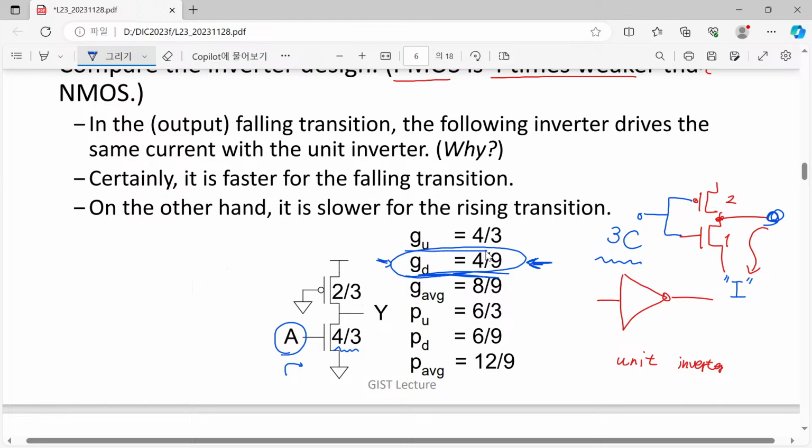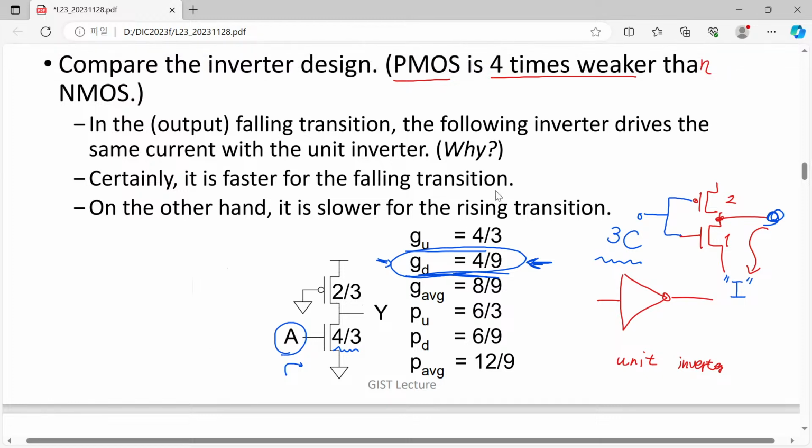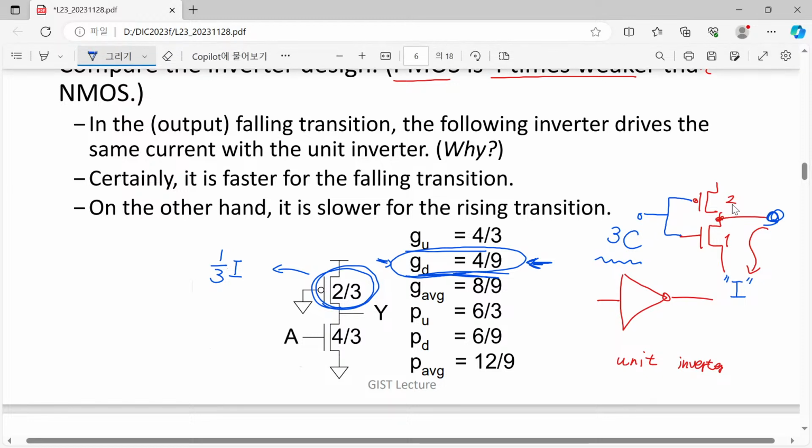However, for the rising edge, the situation becomes a little different because in the case of charging, we don't have this A at all, so we have just a simple one. It corresponds to a driving force or charging current of 1/3 I. So the comparison should be made not with this unit-sized one, but with a much smaller one.